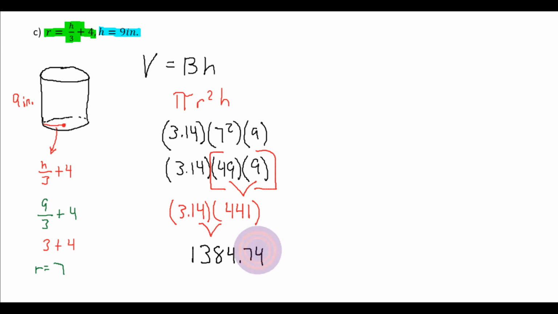1,384.74 in this case. So the volume of this cylinder is equal to 1,384.74 inches. So let's write inches down, our units, inches. Don't forget that dot, and then we're going to cube that. So let's box this last answer up, and we're done.